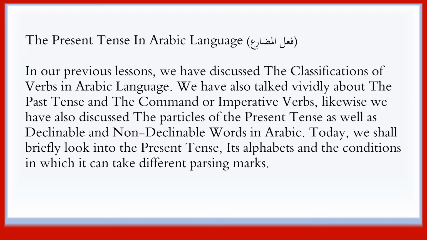In our previous lessons, we have discussed the classifications of verbs in Arabic language. We have also talked vividly about the past tense and the command tense or imperative verbs. Likewise, we have also discussed the particles of the present tense as well as declinable and non-declinable words in Arabic. Today, we shall briefly look into the present tense, its alphabets and the conditions in which it can take different parsing marks.